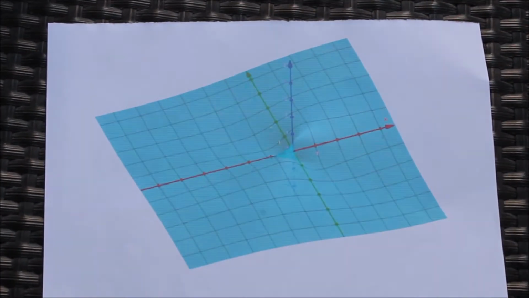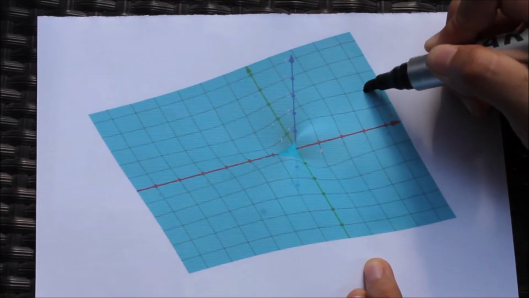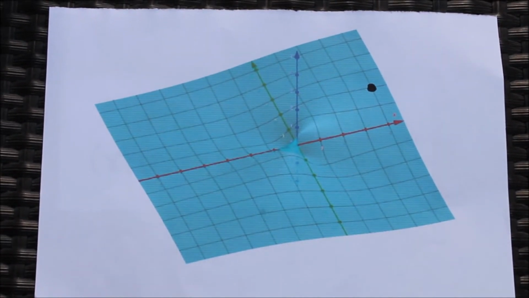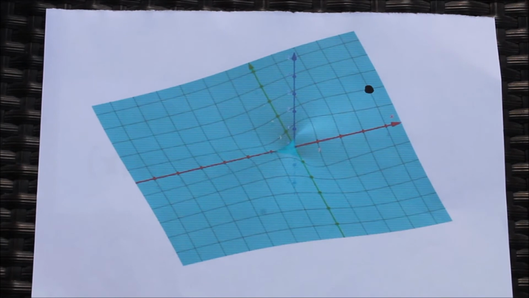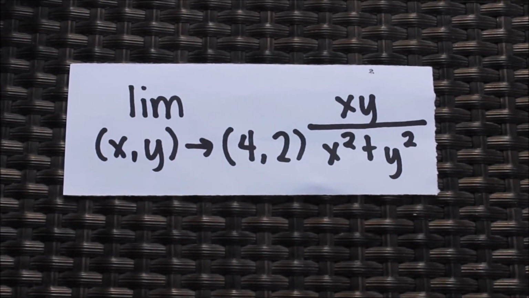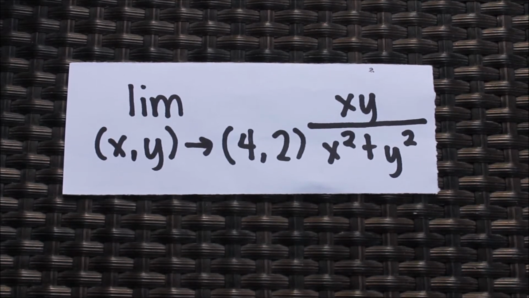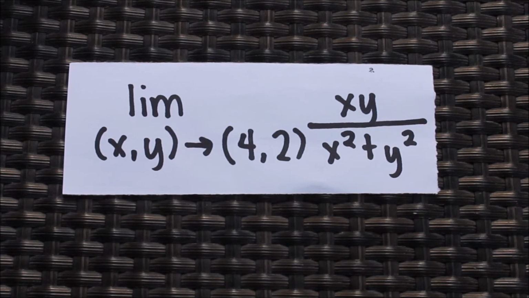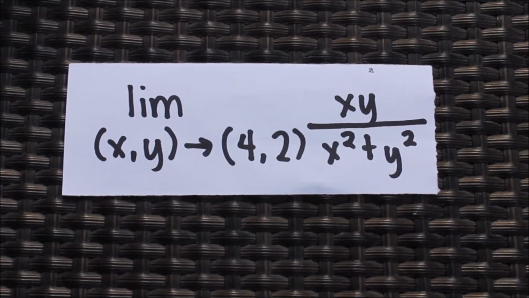Now, if we try to plot the point, it is somewhere around here. So, as we can see, it is continuous at around this point, and thus, we can perform direct substitution to determine the limit as (x, y) approaches (4, 2). Just because there wasn't a limit approaching (0, 0), doesn't mean there won't be a limit approaching (4, 2).